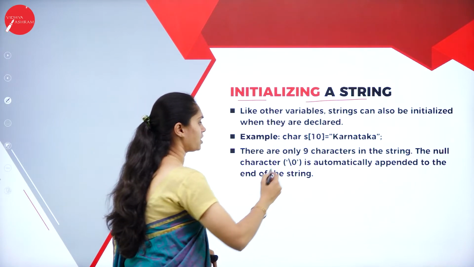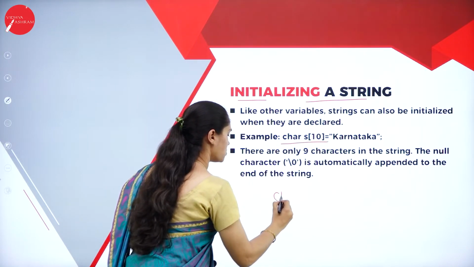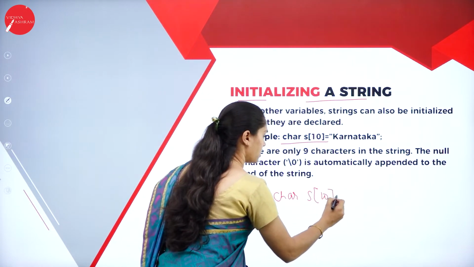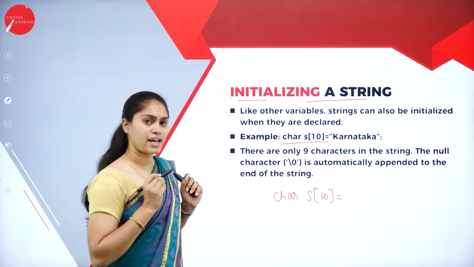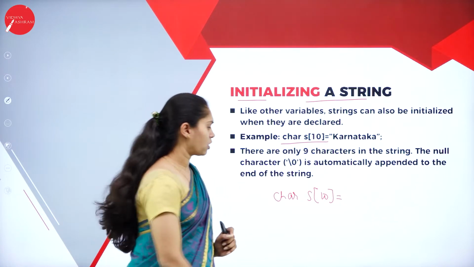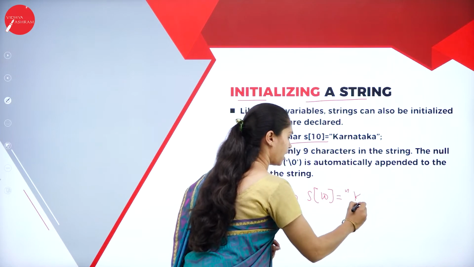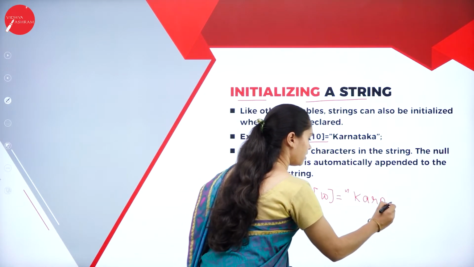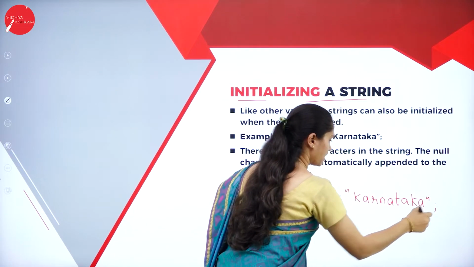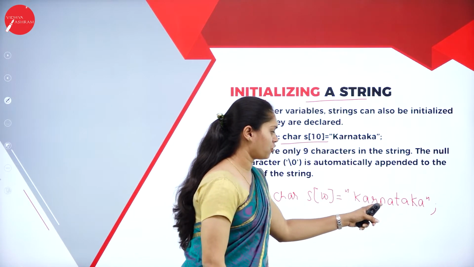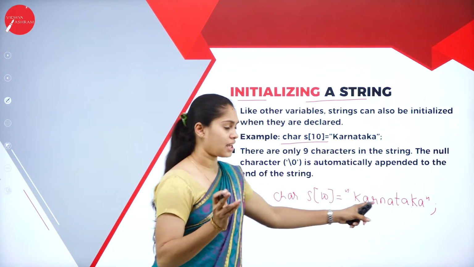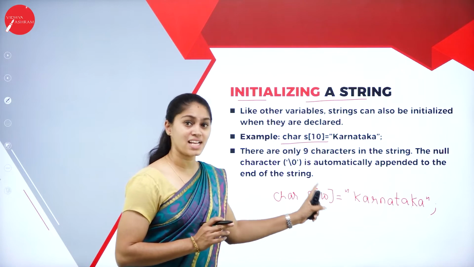We'll see an example of this one: char s[10] is equal to, and for a string, the value needs to be enclosed between double quotes. Let me consider "Karnataka". How many characters do we have? 1, 2, 3, 4, 5, 6, 7, 8, 9. I have 9 characters, but I have taken a size of 10.